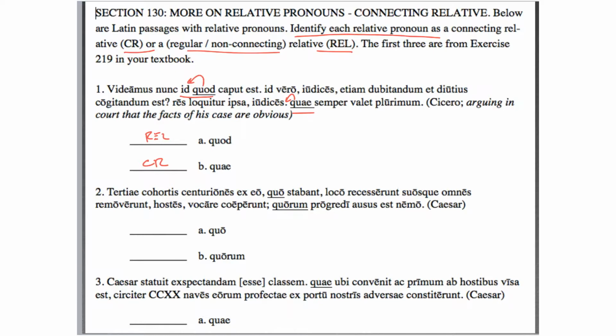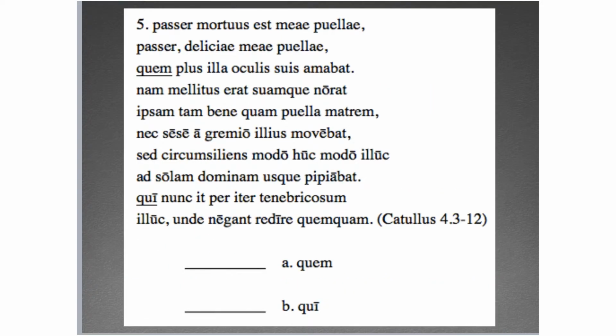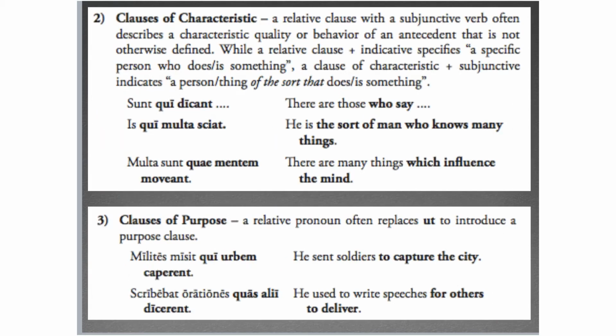So quod is going to be a regular relative, and quae is going to be a connecting relative, because it's that first word in the sentence. Same thing in number 2. Quo is right next to its antecedent in the same sentence, quorum right after a semicolon. Semicolon and period functionally do the same thing. So quo is going to be a regular relative, and quorum is going to be a connecting relative. I'll leave number 3. And here's another example. Quem is part of the sentence, and then qui after a period. So quem is going to be a regular relative, and qui is going to be a connective relative.